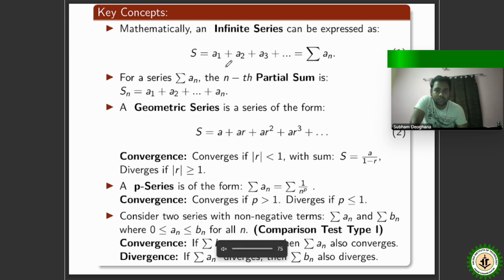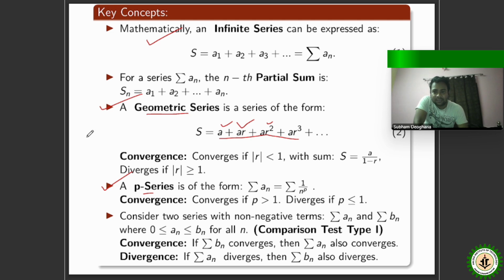This is the key concept of lecture 1, where we gave the basic definition of infinite series. After that, we introduced two standard series, which are the geometric series and the P series. A geometric series can be defined in this form, where the first term is a, the second term is ar, and the third term is ar square, and so on.